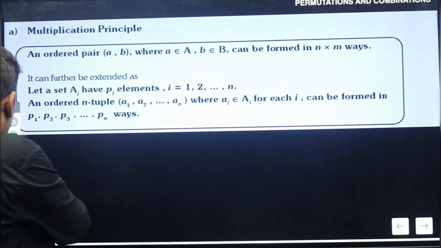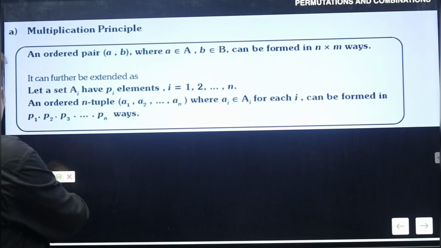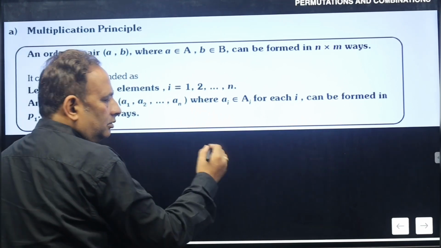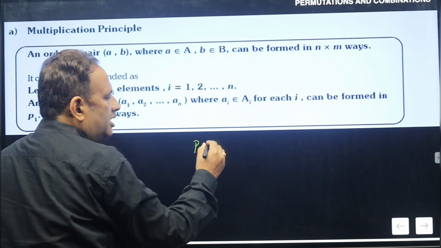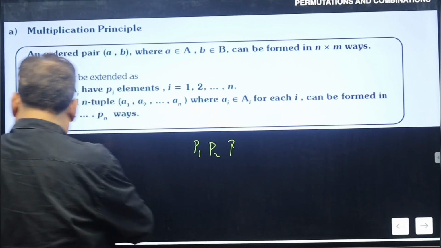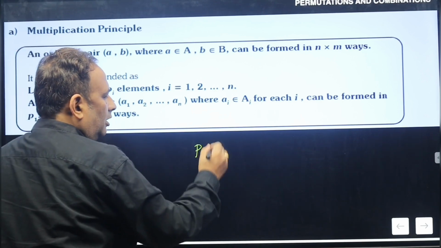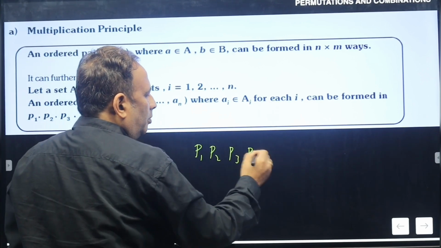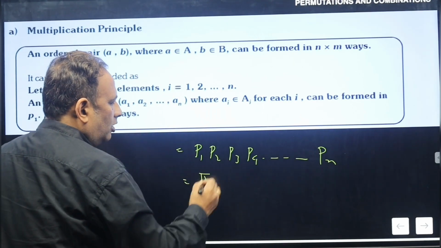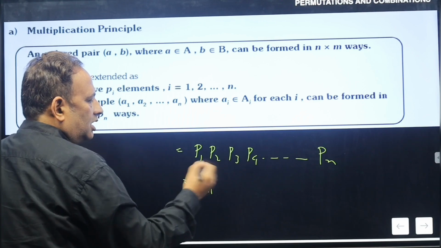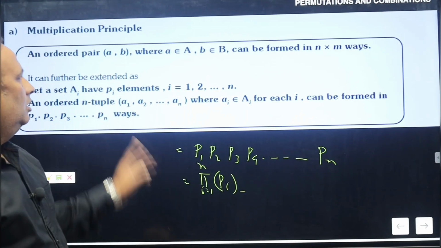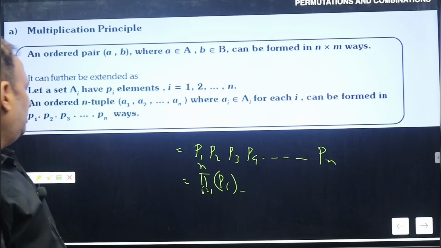So what we can do here is, the first event occurs in p1 ways, the second event occurs in p2 ways, the third event occurs in p3 ways. So p1 into p2 into p3 into p4, and so on up to pn ways. This is the product, written from i equals 1 to n of pi. So this is our answer for the total number of ways in the case of multiplication.